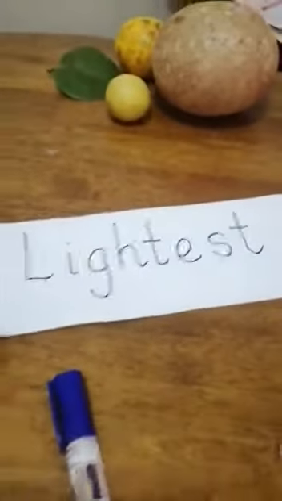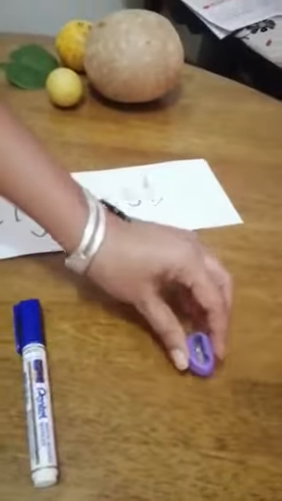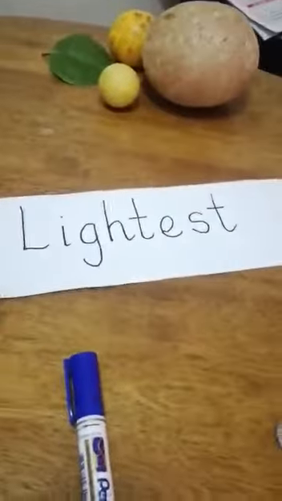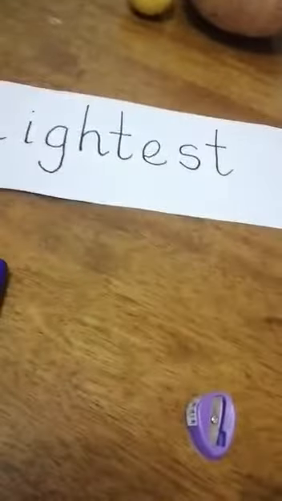So here we have just ordered these items from heaviest to lightest. We have the big book, the big thick book. We have the book that's a bit smaller. We have the marker. And then we have the sharpener. So the big book is the heaviest. And the lightest item would be the sharpener. So kids, we have just learned how to order items from heaviest to lightest and lightest to heaviest.